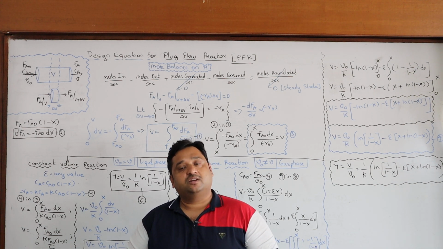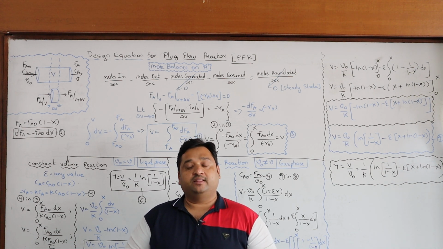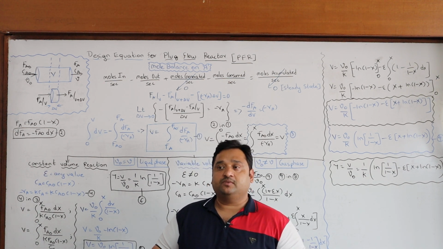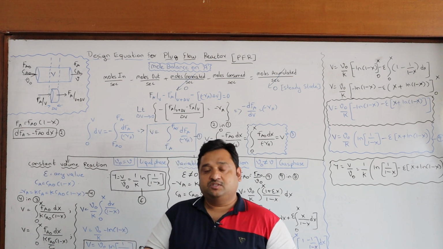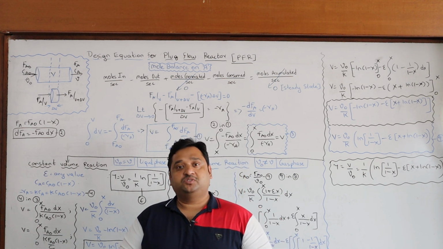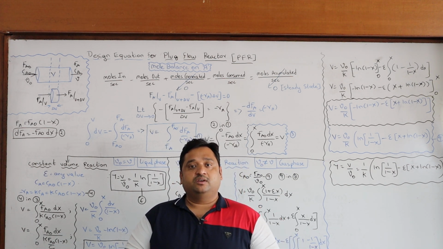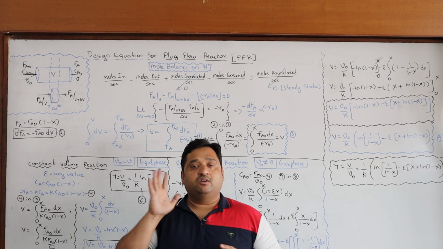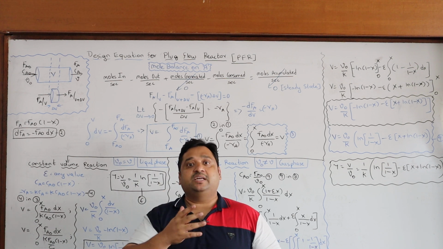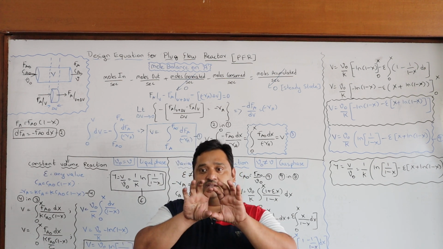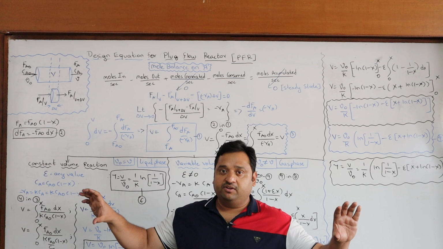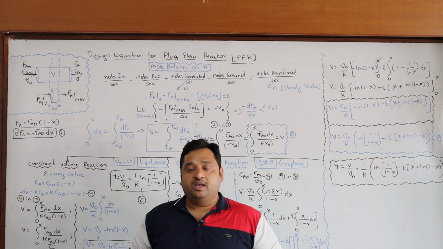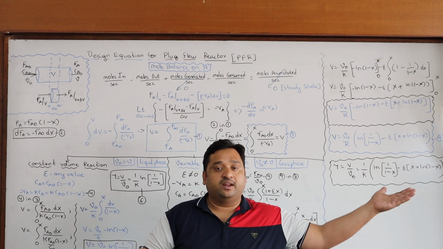In today's lecture, we are going to discuss another continuous reactor, which is called the plug flow reactor. In the last class, we discussed the continuous stirred tank reactor, in which the reaction happens in a vessel fitted with a stirrer where proper mixing takes place. Here it is a straight tube kind of reactor where reactants come from one end and the product comes out from the other end.